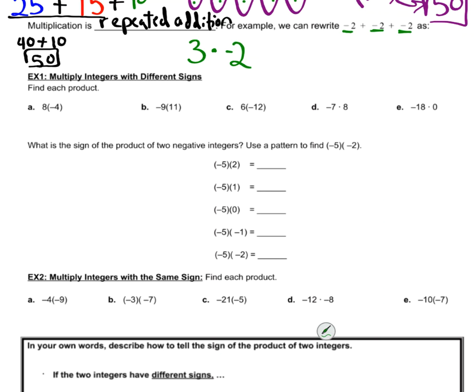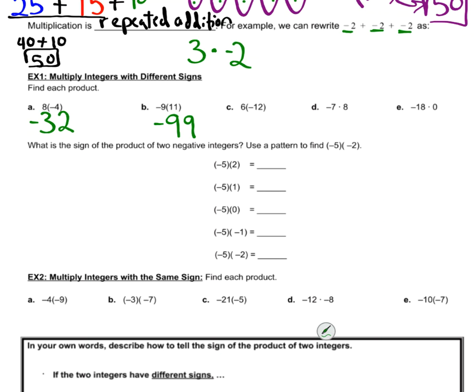But find each product. We have 8 times -4. If we did put that in our calculators, it would be -32. -9 times 11. Well, if we pretended that this was just +9 times 11, we would get 99. But because it's a negative, -99. We're going to go over why we have these negative signs here in 3 sections. So hold on if you're wondering that.